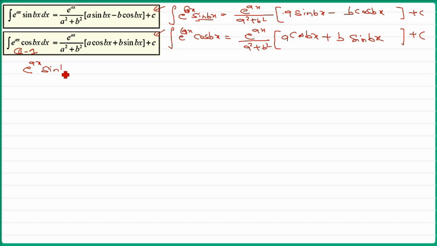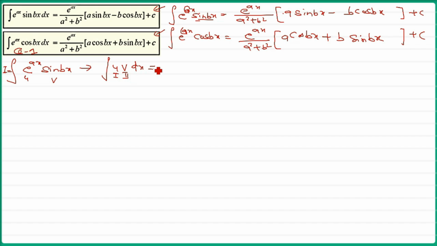So we are dealing with e raise ax sin bx. Let's call it I, because this is our original integration. And please remember, this is going to be coming again, means we will be revisiting it again. Now this e raise ax sin bx, whichever you want, you can take as the first function and second function, because the result is going to be the same. Let's take e raise ax as the first function and sin bx as the second function.